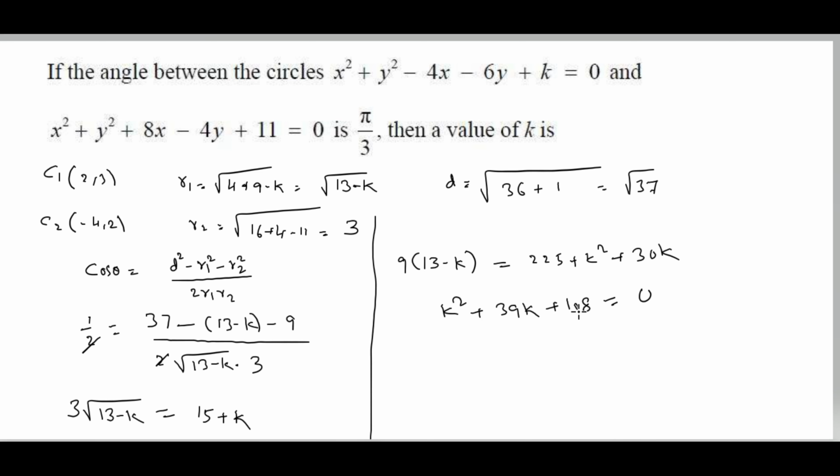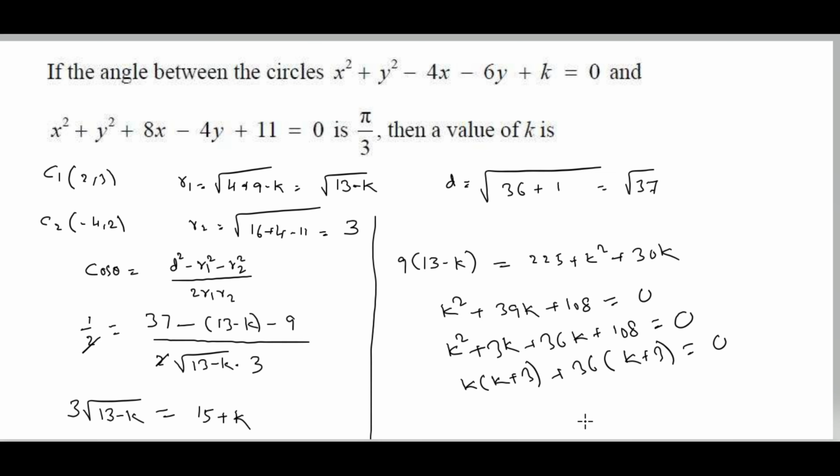So 108 factors as 3 into 36, that is k square plus 3k plus 36k plus 108 is equal to 0. So take k common, that is k into k plus 3, plus 36 common, that is k plus 3, is equal to 0. From this equation k plus 3 is equal to 0, so the k value is minus 3.